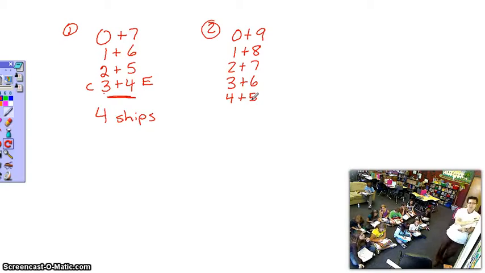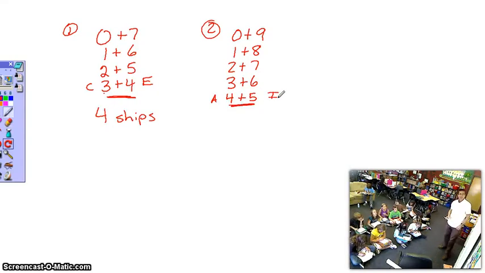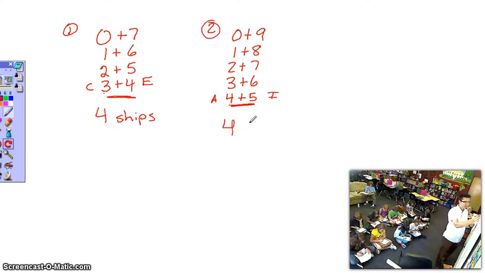So which one's April? 4. Everybody write an A by the 4. Let's underline 4 plus 5 so we know that this is the actual correct combination. And what letter should we write by the 5? I. Everybody put an I, make it look like an I, not the number 1. By the 5. And the question says, how many did April read? The answer is 4. 4 what? Books. Everybody write 4 books in the blank. And complete number 3.